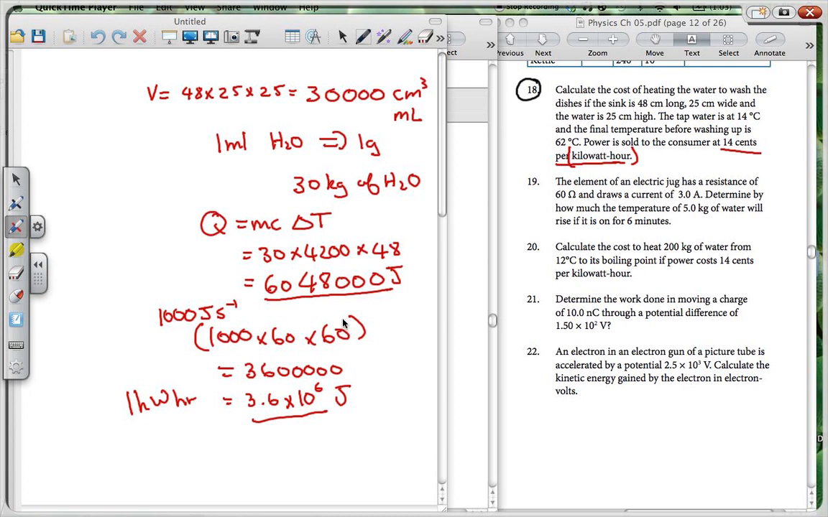So we've got 6,048,000 divided by my answer, and I get a total there of 1.68 kilowatt hours, and obviously it's at 14 cents. I must multiply that by 14 cents. It's going to cost 23.52 cents to heat that water. Okay.